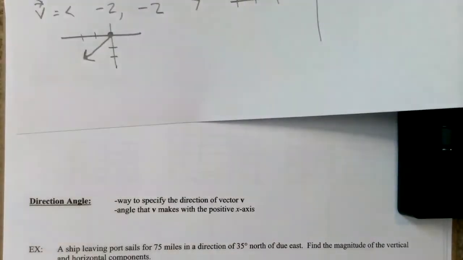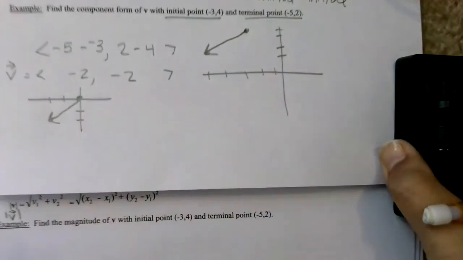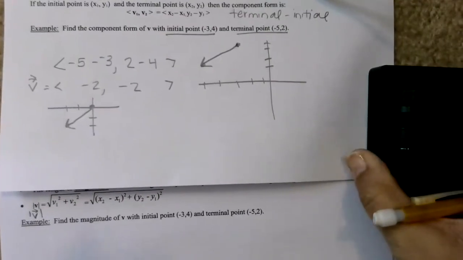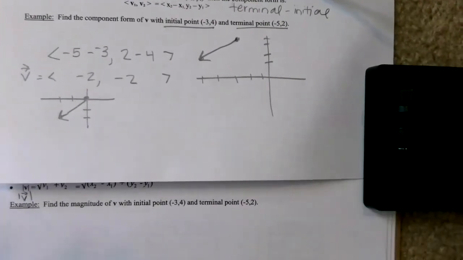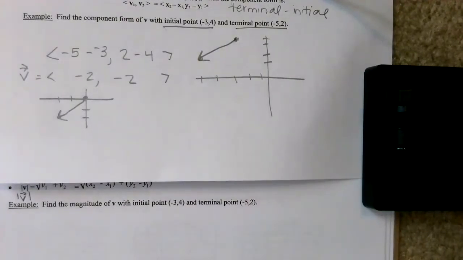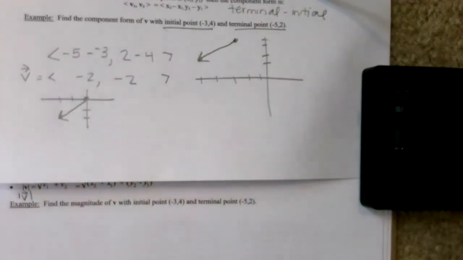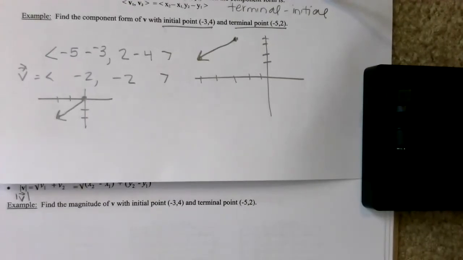So what I'm going to do is have what we did in the last video in front of us as we're finding the magnitude. As a reminder, this was the initial and terminal point that it's asking me to do, and then this was what we put in component form. So we're finding the magnitude now.